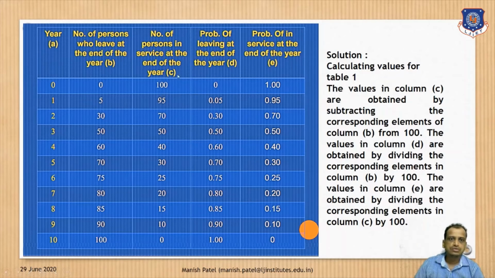Now what is the probability of leaving here? 0. What is the probability of leaving here? 0.05. Or you can change this into decimals: 50 is 0.5, 60 is 0.6, 0.7, and accordingly. Clear? Very easy. Now the probability of being in service at the end of the year. How do you get this? Again you convert into decimals. 1, 0.95, 0.7, 0.5, 0.4. Understood this table? So what is the next step?